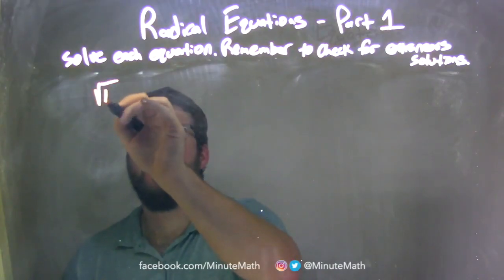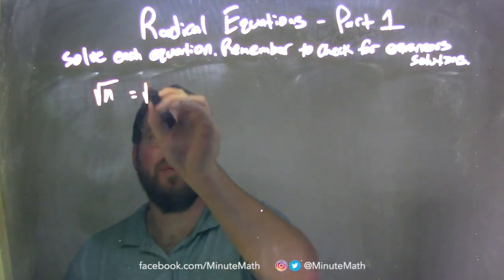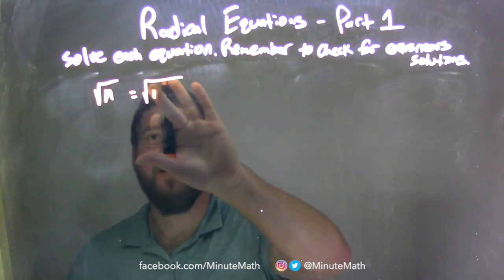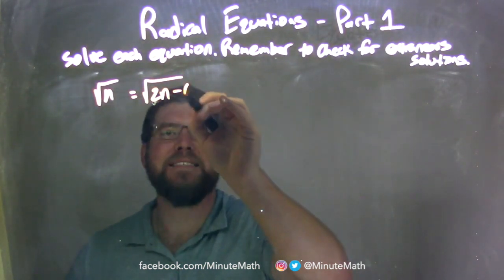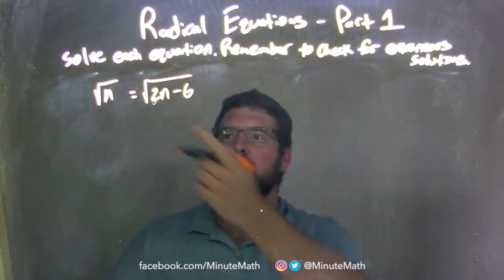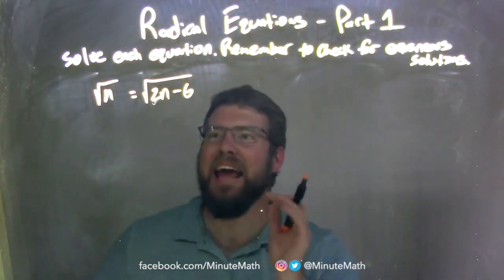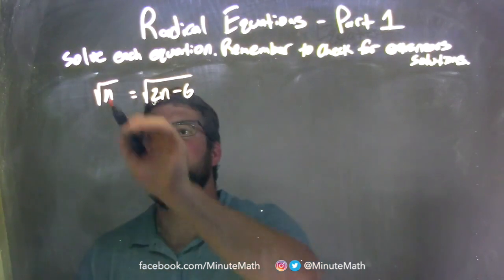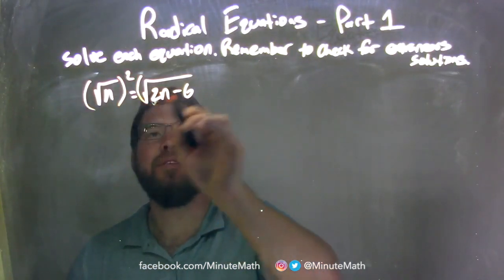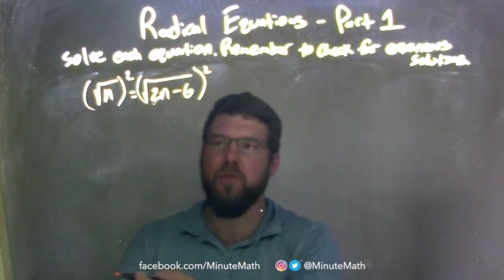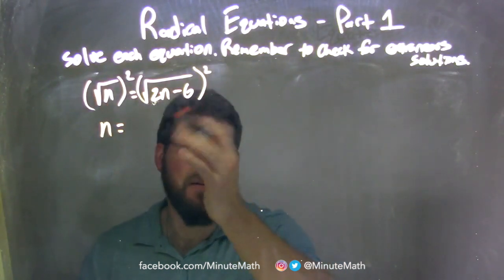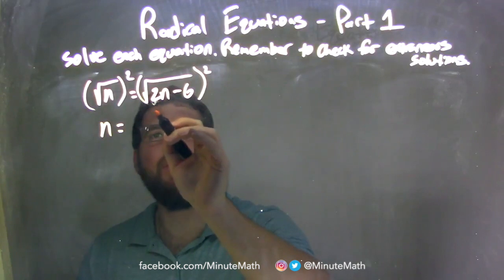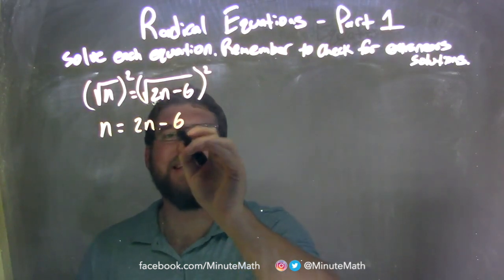Square root of n equals the square root of 2n minus 6. Well, the square roots are on both sides of the equation, and they're already isolated, so all I have to do is square both sides, and that will eliminate the square roots. Square root squared gets eliminated, we're left with just n, equals on the right-hand side 2n minus 6.